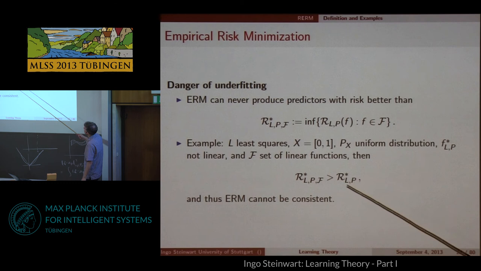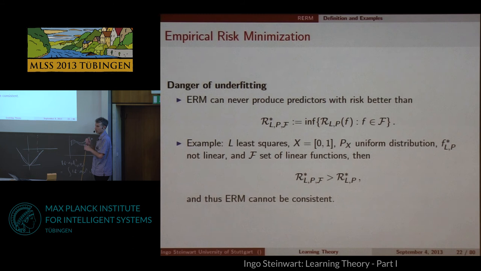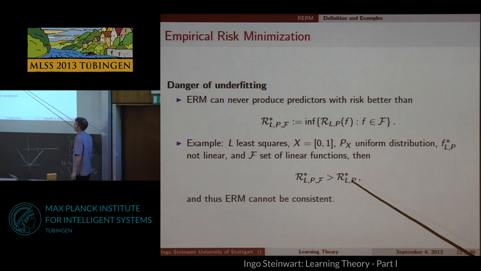Because we consider the set of linear functions as the set of predictors, we see that predicting a nonlinear function with a linear one isn't a good idea, and therefore this risk is greater than the base risk. So in this sense, empirical risk minimization in this very particular case underfits and cannot be consistent. We will never be better than this quantity. If this quantity is strictly greater than this one, we cannot approach this one.